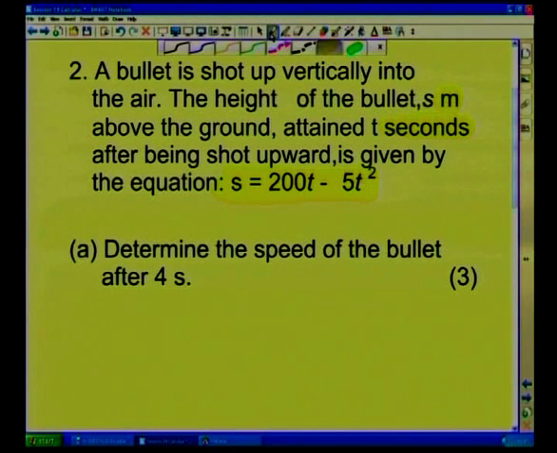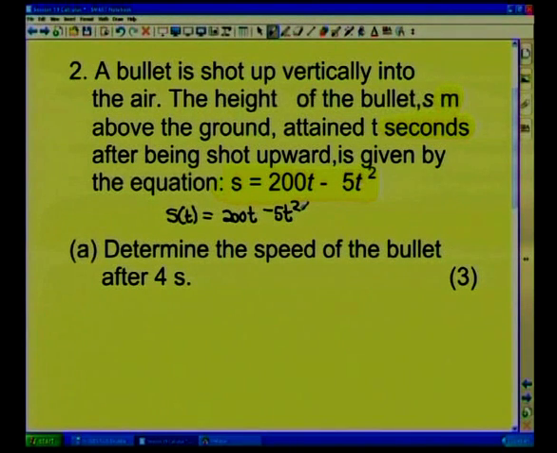Now, if we wanted to, we could have written this equation as s of t equals 200t minus 5t squared. And they may do that in the exam. This exam question I took didn't do that. It just wrote that. Now it says determine the speed of the bullet. Speed, remember, is the same as saying velocity.